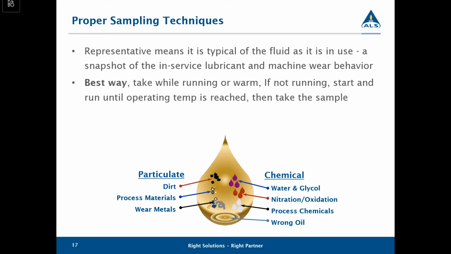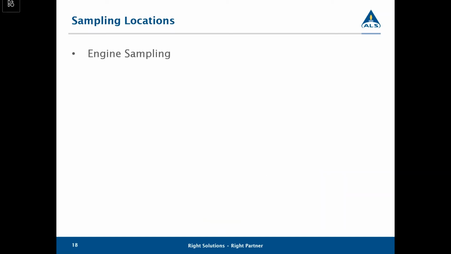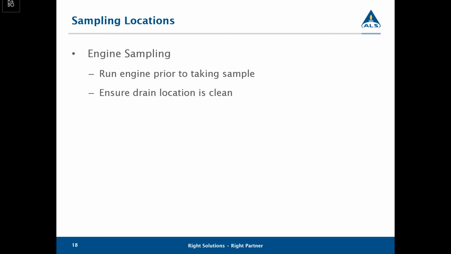So as I just described, the best way is to take it while warm. If it's not running, start it up, bring it up to operating temperature, and then take the sample. If you do have to shut it down to sample, do it within 30 minutes. You want to avoid as many of those particles precipitating to the bottom as possible. So for engine sampling, run it before you take it.